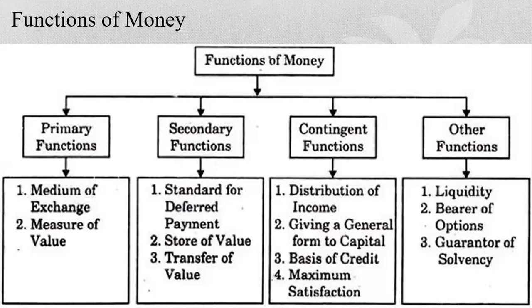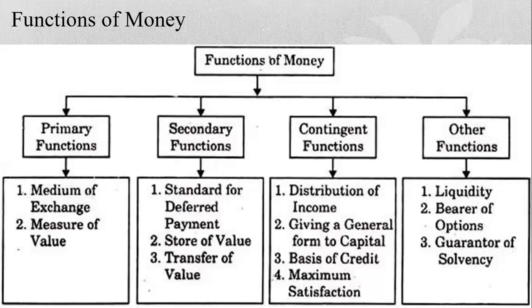Next is giving a general form to capital. Money has maximum liquidity among all forms of capital. That is why capital in the form of money can be put to any use. Next, basis of credit. Credit instruments are increasingly being used nowadays. You have seen that checks are there, bank drafts are there, bills of exchange, etc. Ultimately the payment happens in terms of money only. Okay, so this is the basis of credit.